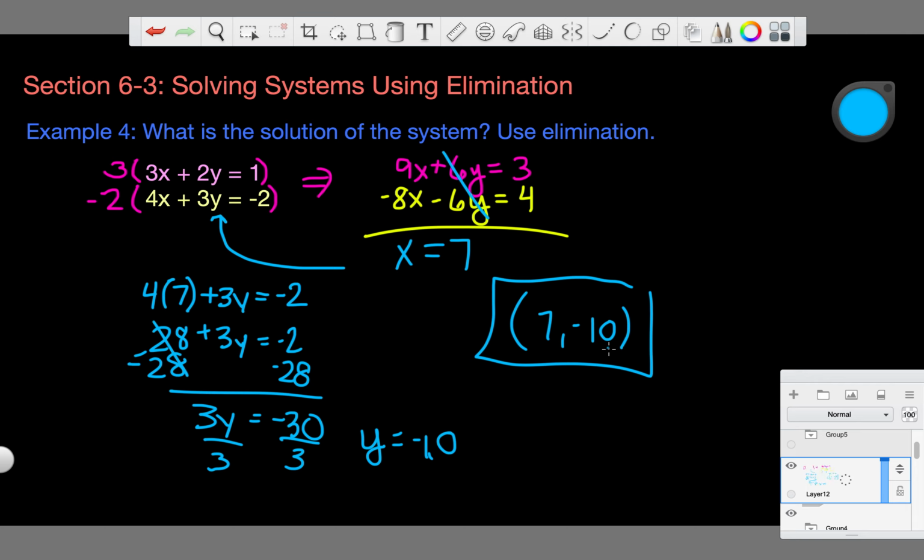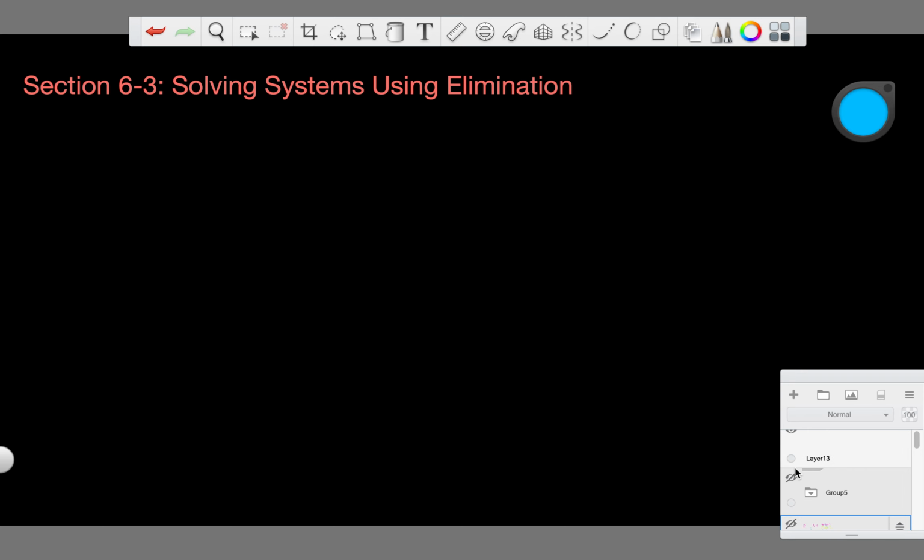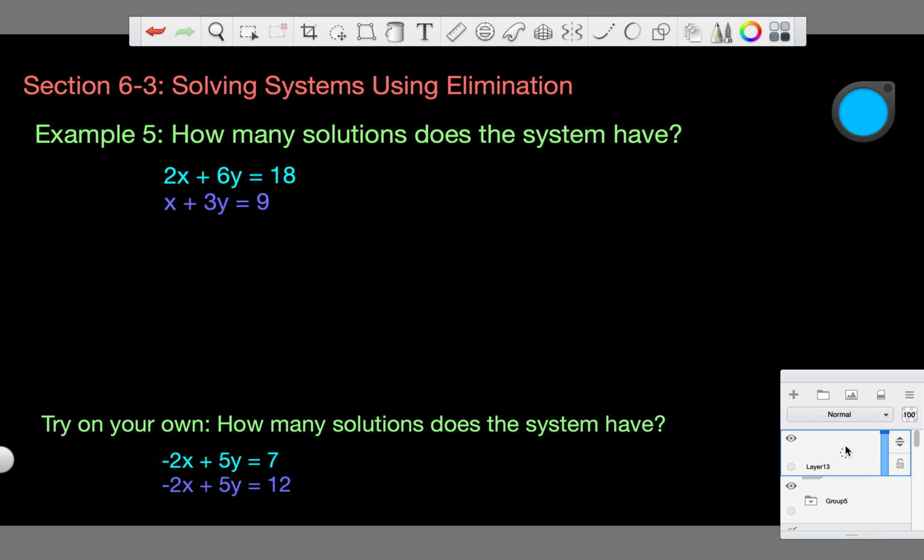I have one more problem for you guys. I know this seems like a long one, but it's really important. So this next problem is asking us, how many solutions does this system have? And it wants us to use the elimination method. So what we're going to do is decide which variable to get rid of. So let's just get rid of this x variable. So in order for this x to become a negative 2x, we're going to have to multiply it by negative 2.